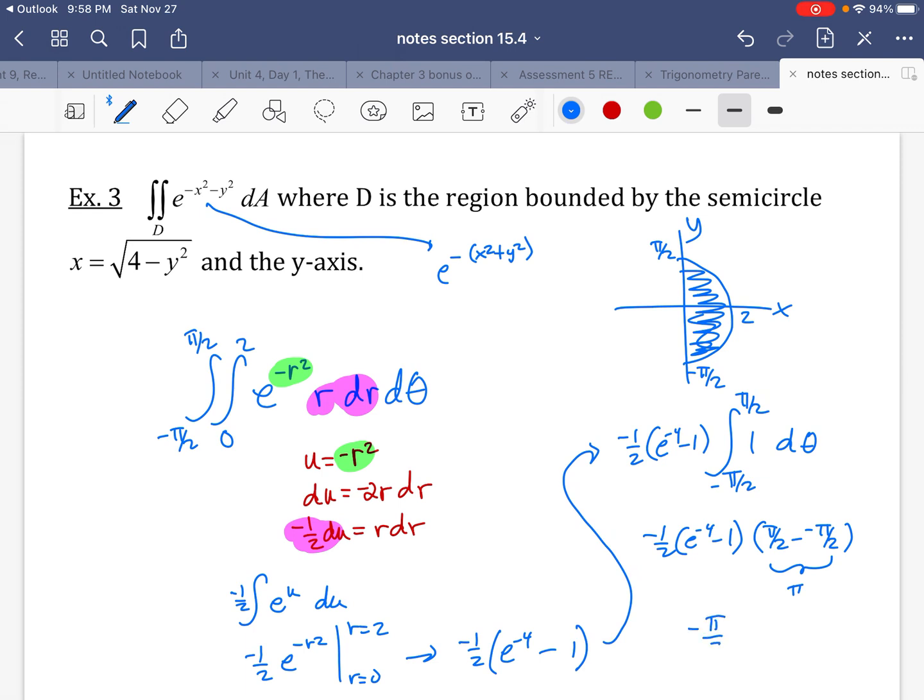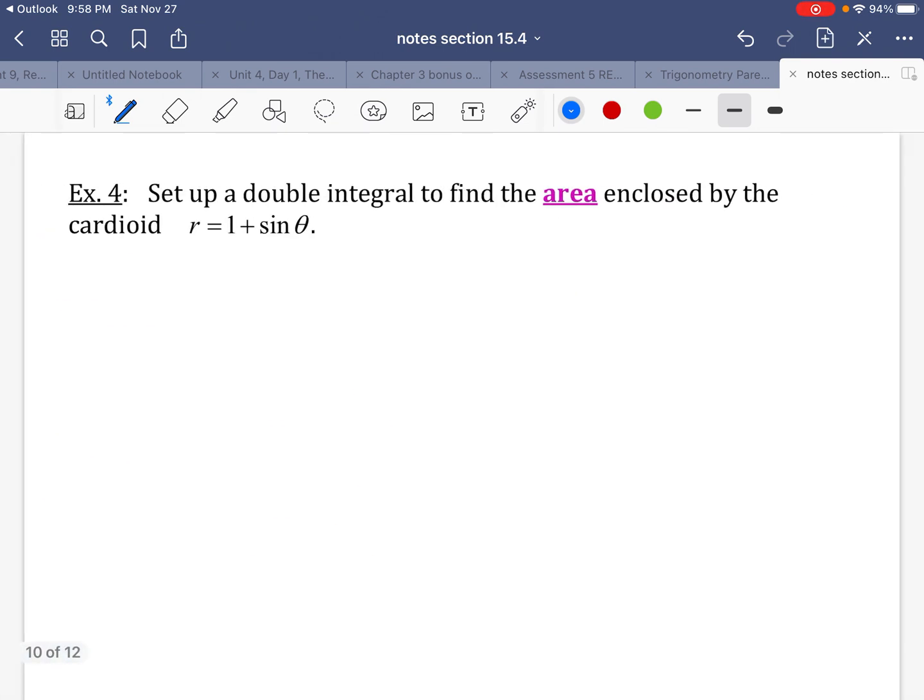So my answer is negative pi over 2 times e to the negative 4th minus 1, or that could be 1 over e to the 4th instead of e to the negative 4th. All right, and if you wanted a decimal for this, it's about 1.54.